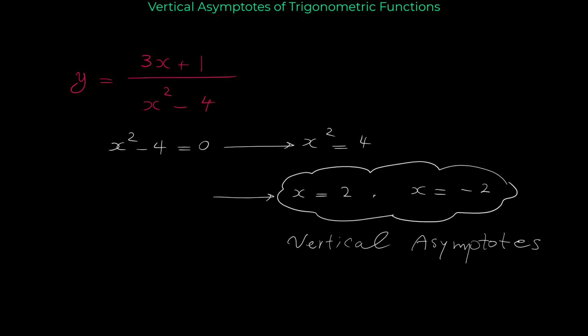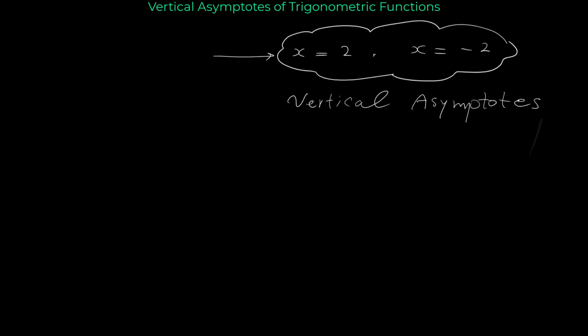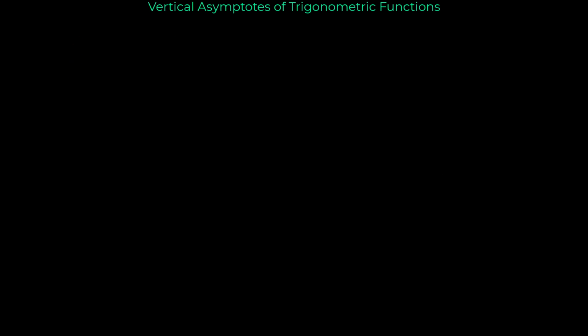Basically, these are potential vertical asymptotes. We can prove that these are really vertical asymptotes. Sometimes not every number that makes the denominator 0 is a vertical asymptote. Only by setting the denominator equal to 0, we can find the potential vertical asymptotes of rational functions. But in this video, our focus is on trigonometric functions.